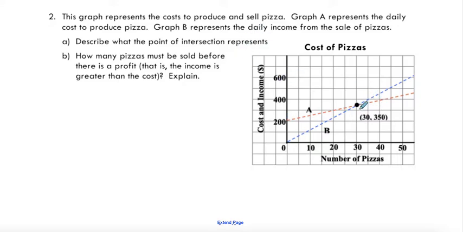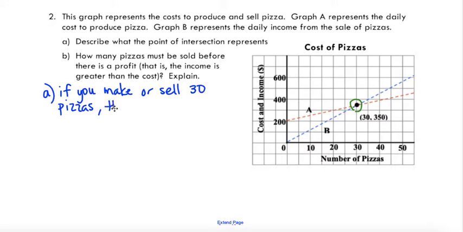So what does that point of intersection represent? We have a point of intersection right here at the coordinate (30, 350). So what does that mean? Well, that point of intersection means that if you make or sell 30 pizzas, the cost and the income will be $350. So what we call that is the break-even point.